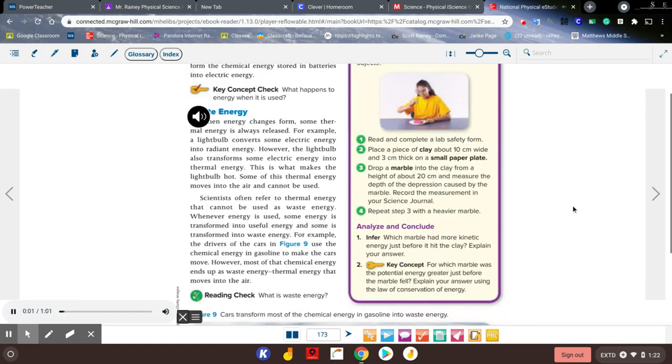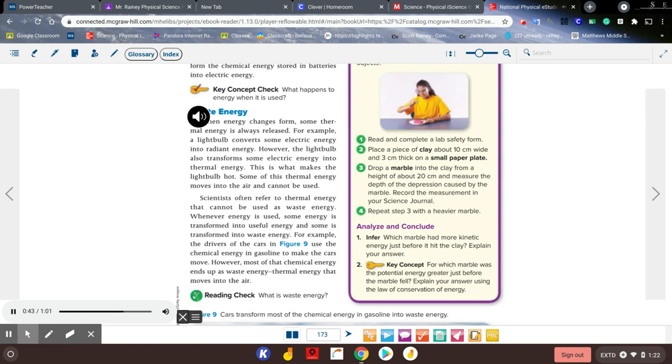Waste energy. When energy changes form, some thermal energy is always released. For example, a light bulb converts some electric energy into radiant energy. However, the light bulb also transforms some electric energy into thermal energy. This is what makes the light bulb hot. Some of this thermal energy moves into the air and cannot be used. Scientists often refer to thermal energy that cannot be used as waste energy. Whenever energy is used, some energy is transformed into useful energy, and some is transformed into waste energy.